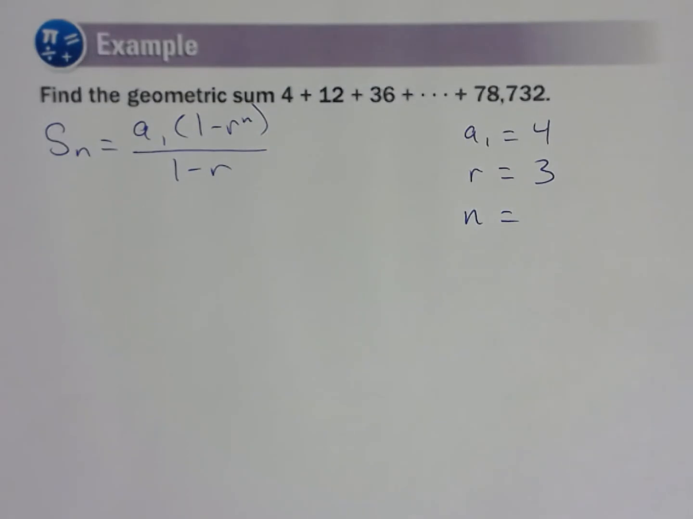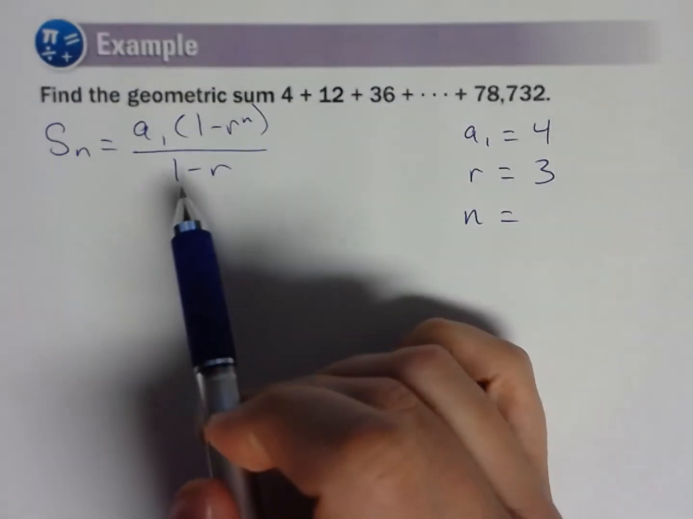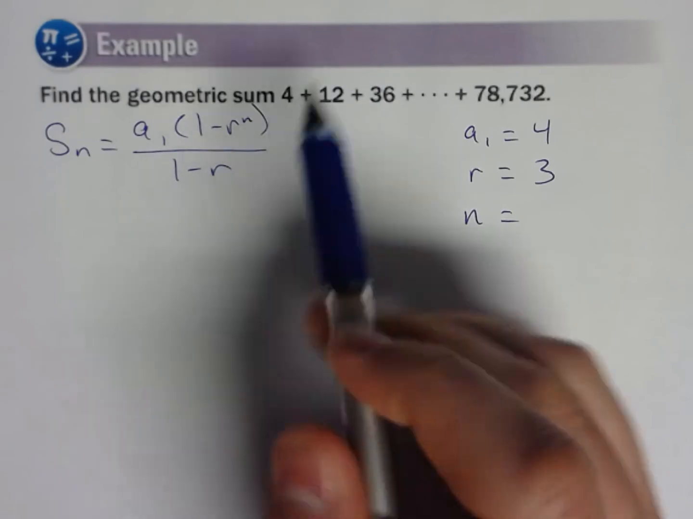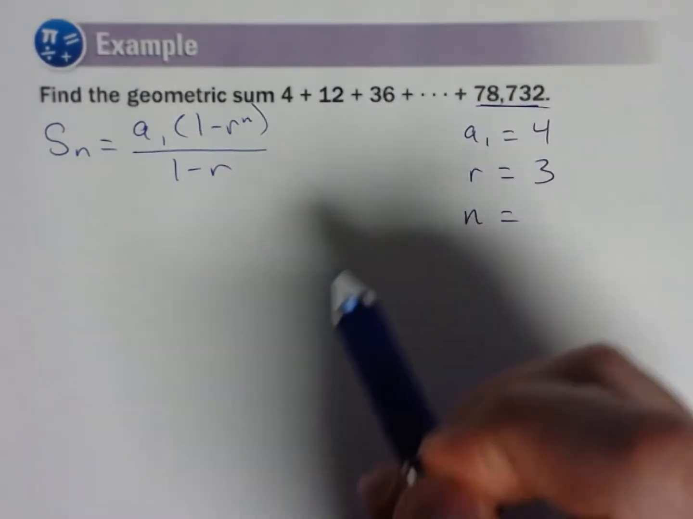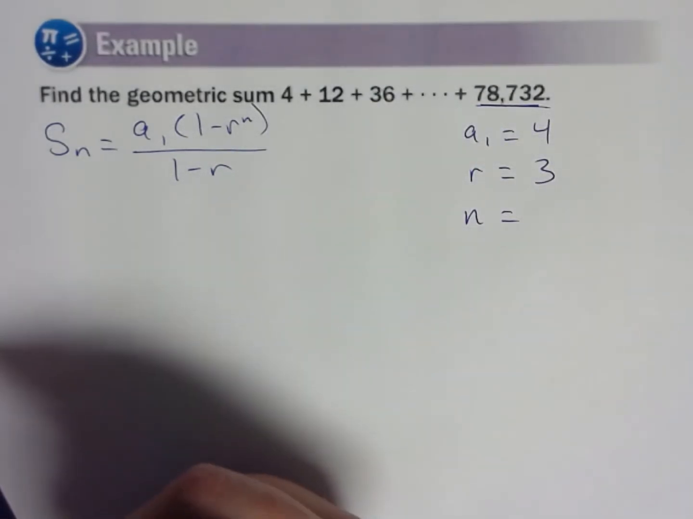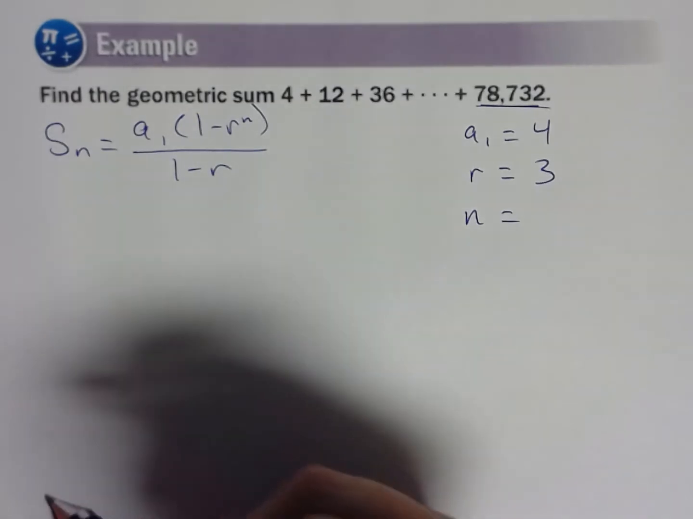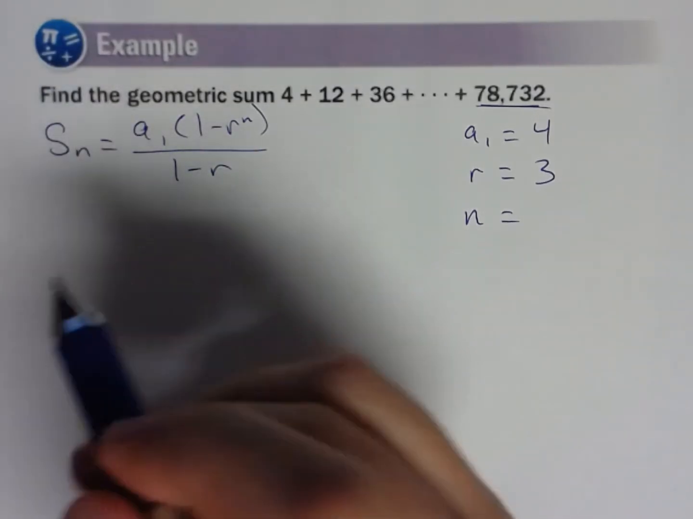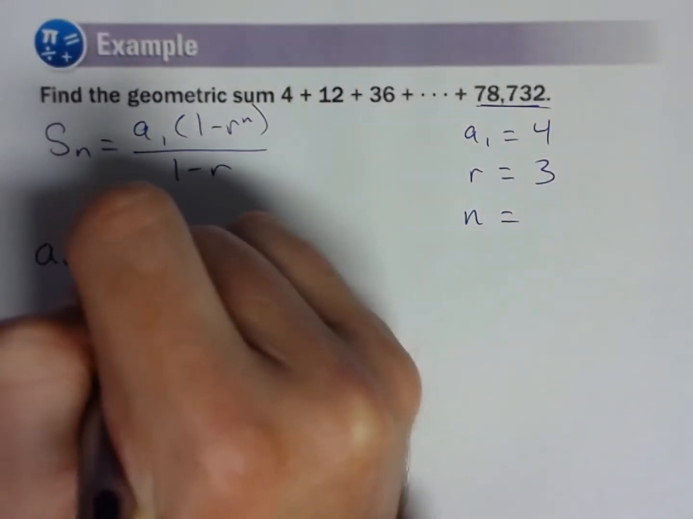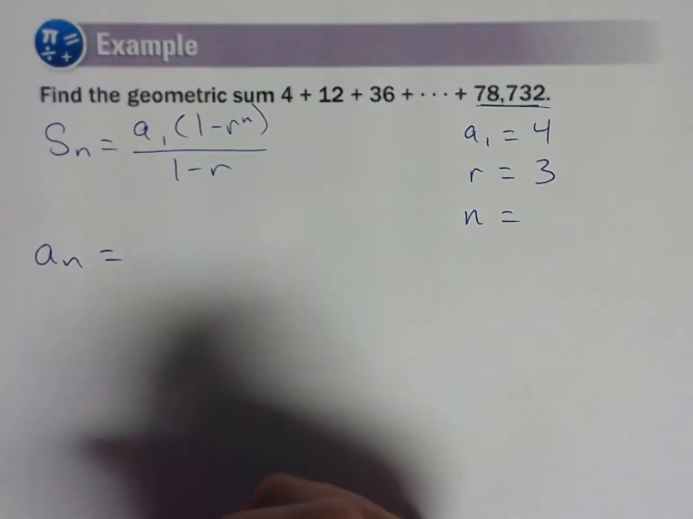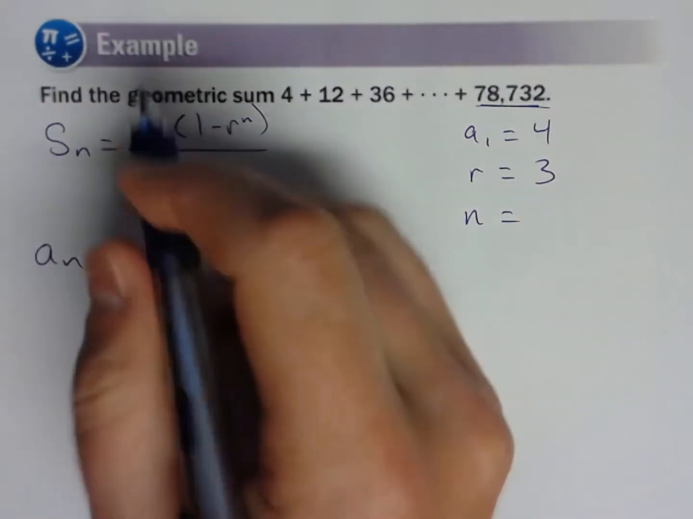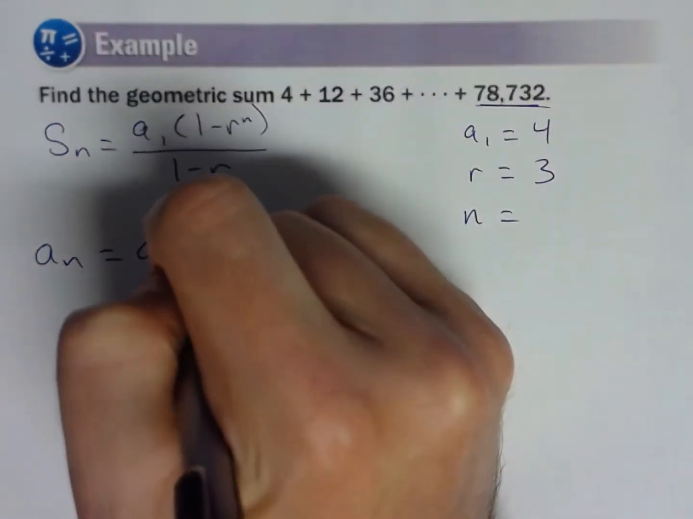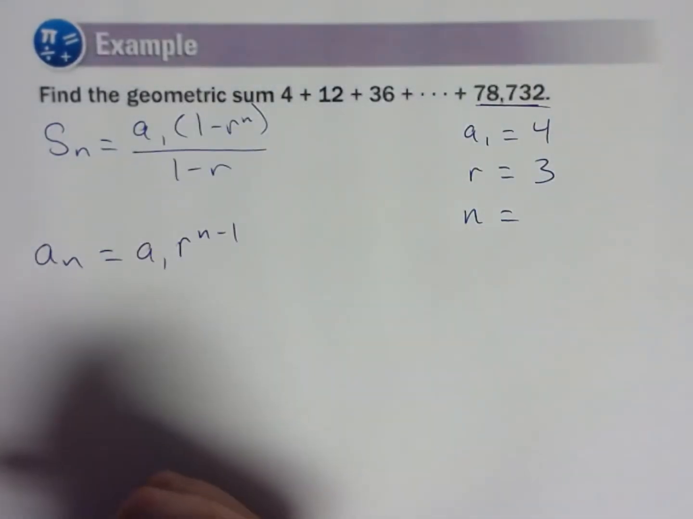Do we know what n is? They don't tell me. Like the previous example, they said add up the first 6 terms, right? So this is our last term here, but I don't know which term it is. So we're going to go back to our previous lesson where we figured out the nth term for geometric sequences. And so the nth term is the first term times r to the n minus 1.